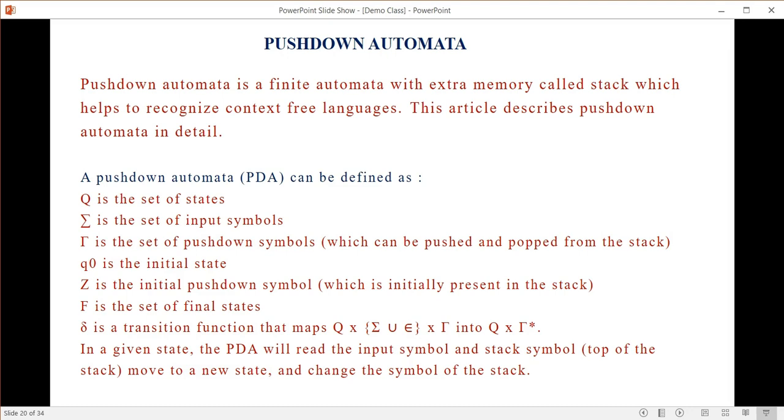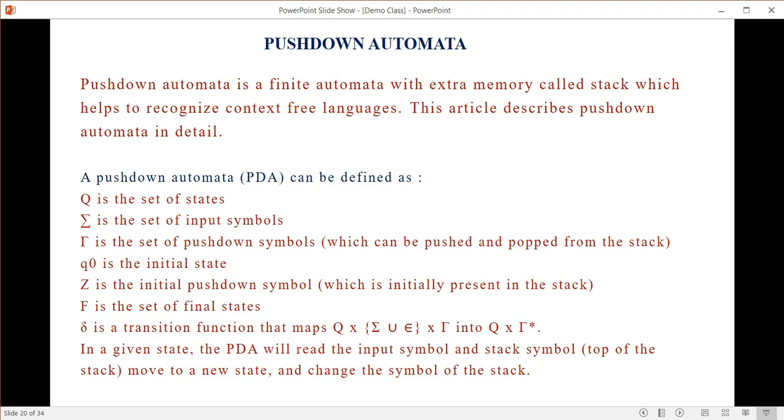Then Q naught is the initial state. Z naught or Z is the initial pushdown symbol which is initially present in the stack. So initially the stack contains this Z value, Z or Z naught. Then F is the set of final states, and delta is the transition function.